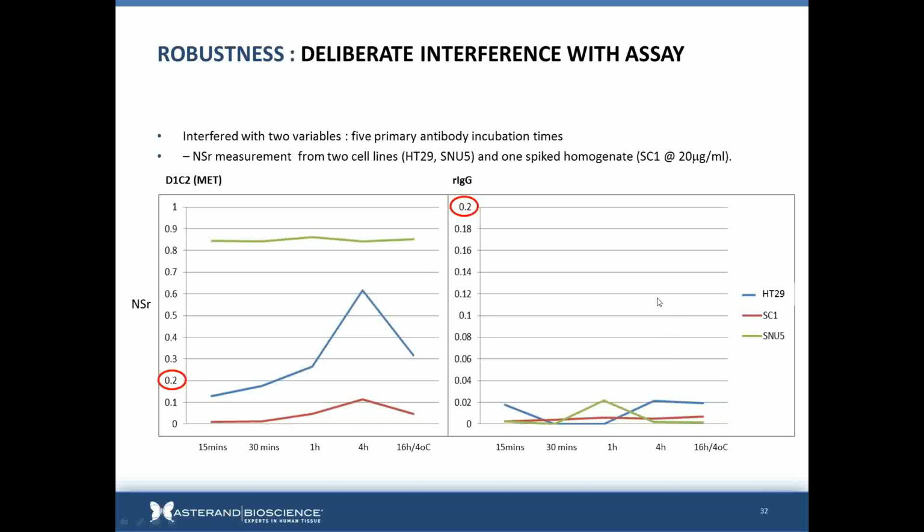So the last data slide shows the assessment of assay robustness. There are a very wide range of assay parameters within immunohistochemistry that we could deliberately change. But in this case, we varied primary antibody incubation time. And this had a clear impact, particularly evident between 1, 4, and 16 hours at 4 degrees in the intermediate cell line HT29. The staining intensity resulting from incubation with non-immune IgG was minimal over the same range.